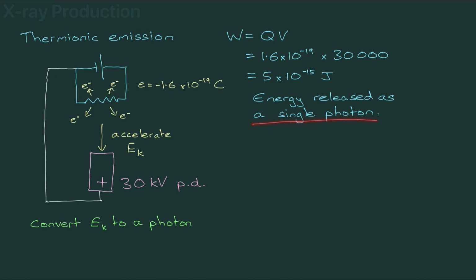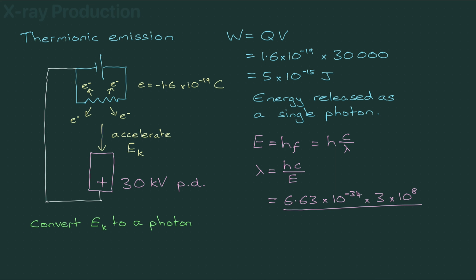So since E equals hf, and hence E equals hc over lambda, rearranging that to lambda equals hc over E, that's 6.63 times 10 to the minus 34 times 3 times 10 to the 8 over 5 times 10 to the minus 15, which comes to 4 times 10 to the minus 11 meters. That's the wavelength of an X-ray.